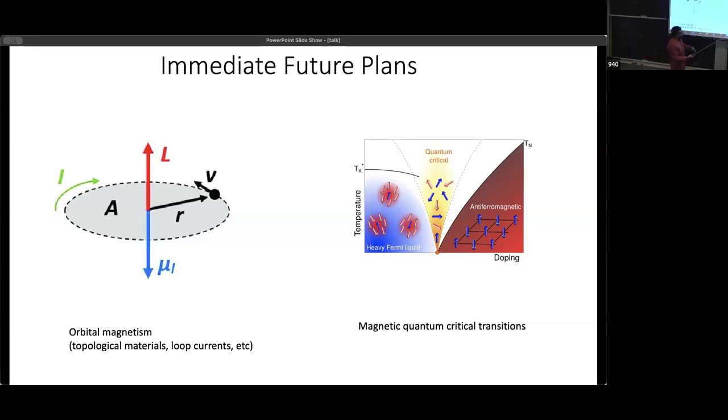And the other thing is something I already introduced to you. One would like to study phase transitions that are not thermal in nature, but quantum in nature, close to T equals zero. That's the other thing that we love.